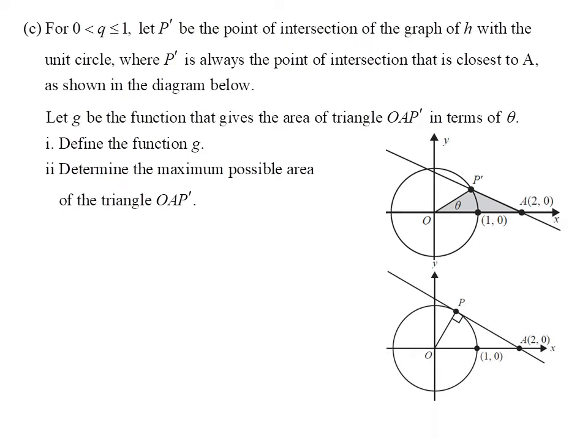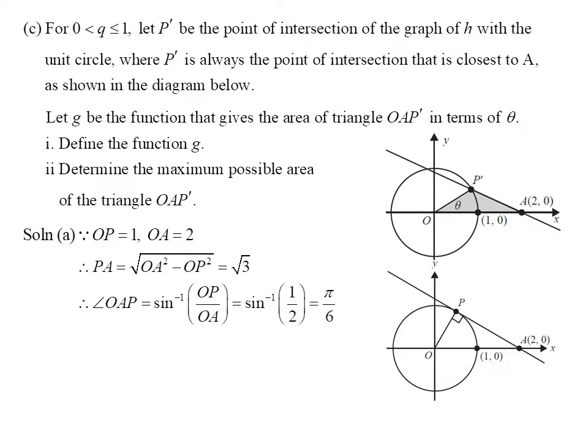Now let's start with part A of this question to show the equation of the line that passes through the points A and P is given by y equals negative x over square root of 3 plus 2 over square root of 3. As it can be seen from the diagram, OP equals 1, OA equals 2. Hence, PA equals square root of OA squared minus OP squared, which is square root of 3. Therefore, angle OAP equals arc sine of OP over OA, which equals arc sine of 1 over 2, which equals pi over 6.